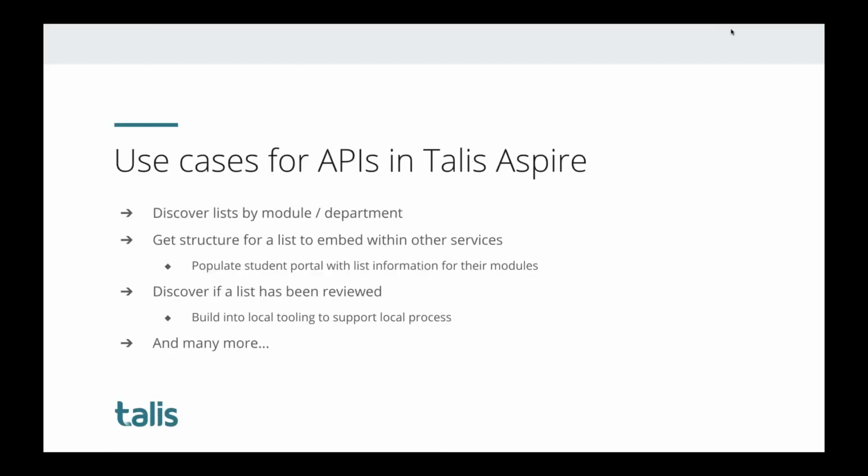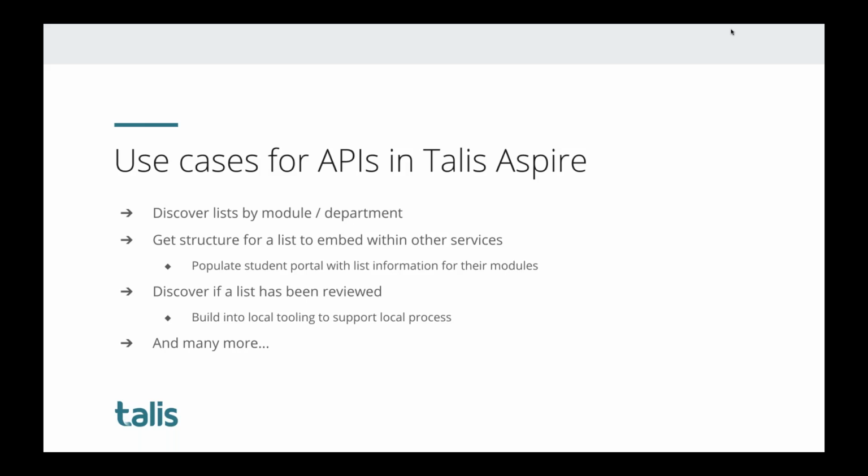Use cases for APIs in Talis Aspire. Why might you want to use APIs in Talis Aspire? I've split these use cases into two sections. This first slide, we're going to talk about the read use cases. So what data might you want to get from Talis Aspire into your own systems in a programmatic way, and why? So one simple use is to discover the lists by module or department, or more specifically by node.